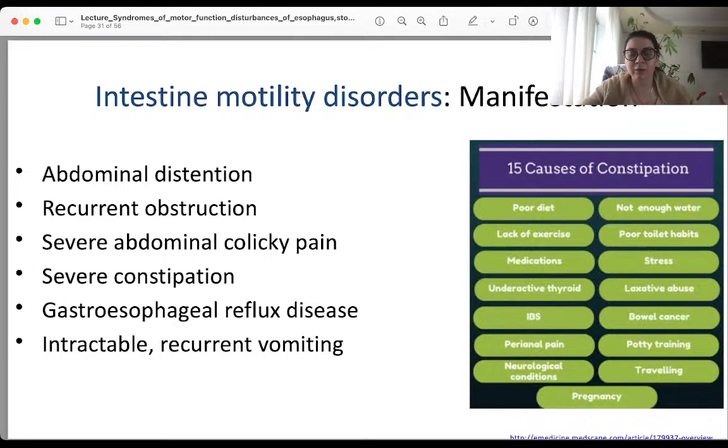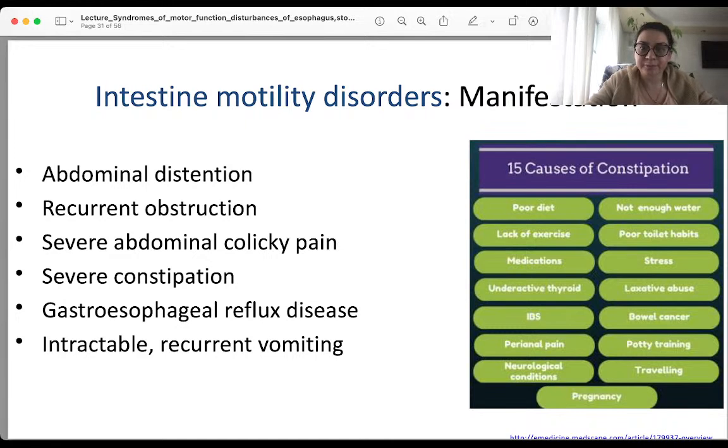Here you see a table about constipation. I included the guidelines from eMedicine and Medscape because constipation is one of the most common motility disorders in the world, in the old and adult population. That's why here I include 15 causes of constipation that can play their role in motility disorders too.